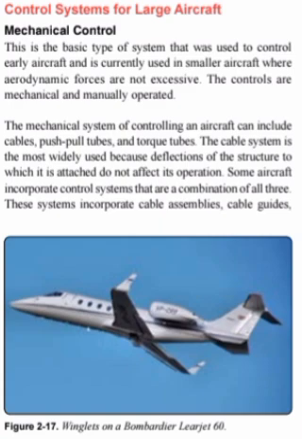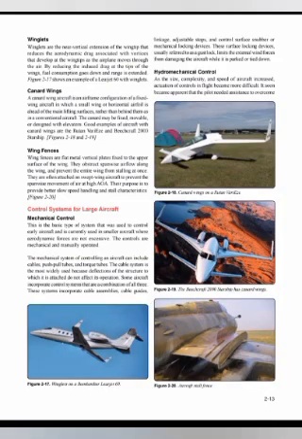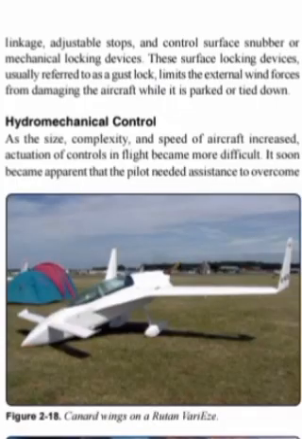These systems incorporate cable assemblies, cable guides, linkage, adjustable stops, and control surface snubber or mechanical locking devices. These surface locking devices, usually referred to as a gust lock, limit the external wind forces from damaging the aircraft while it is parked or tied down.